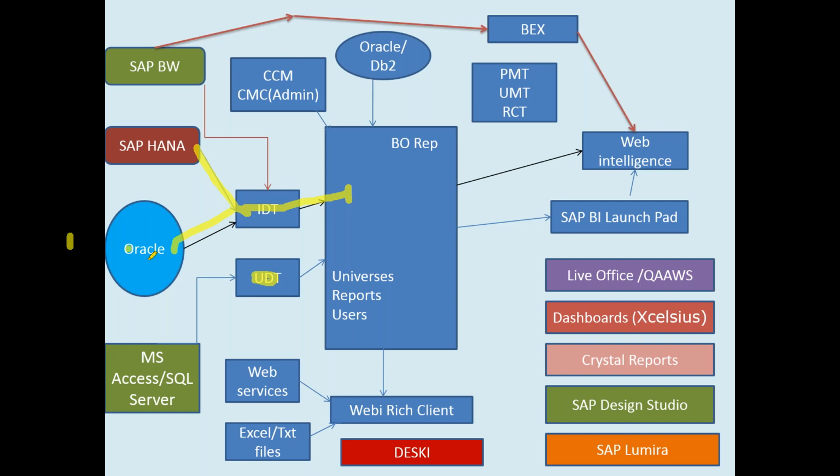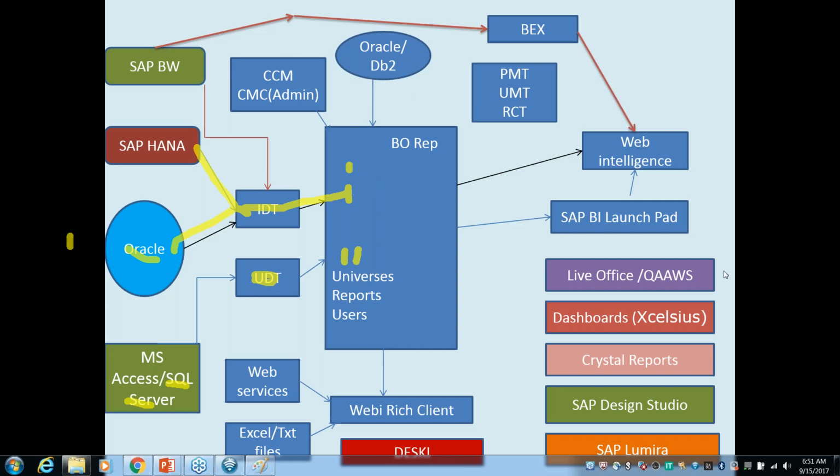Say, suppose I have an Oracle database and a SQL Server database available. Then you have to create two universes if you are designing with the UDT tool. But when you use IDT, we can connect to multiple source systems and you can create only one universe. So multiple universes are not required when you use the IDT tool. Okay. So at the time of designing the universe, you will get more of an idea.